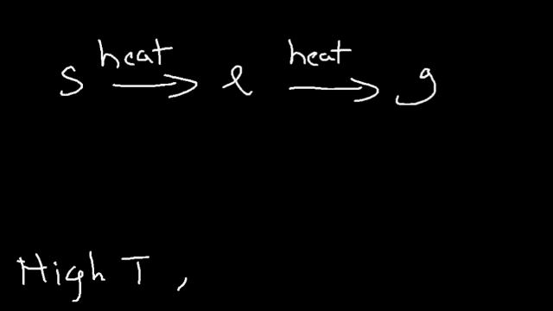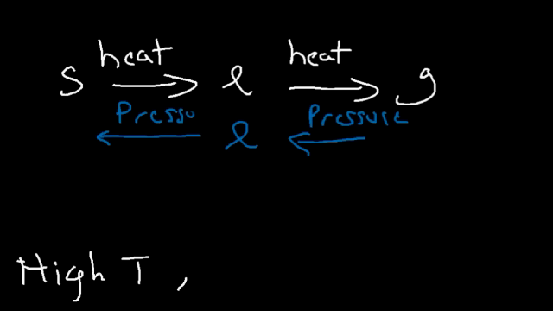Now, if we were to increase the pressure, increasing the pressure will compress a gas into a liquid. And if you add more pressure, it can go down to a solid. So high pressure favors the formation of solids, but low pressure favors the formation of gases. If you decrease the pressure, the solid will eventually become a gas.